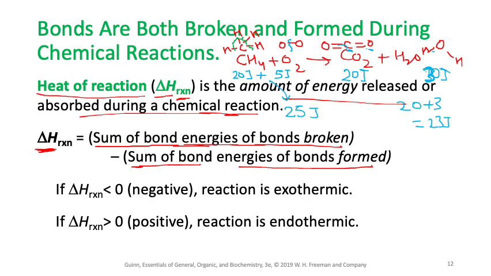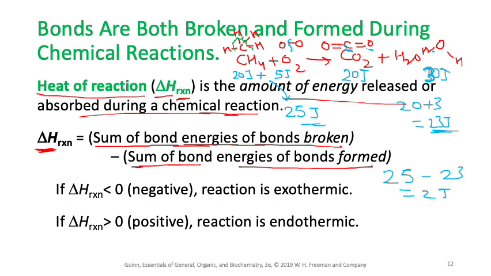So you started with 25 joules: whatever bonds you needed to break, you provided 25 joules, and to make the new bonds you release 23 joules. So how much energy is getting absorbed during this reaction? You started with the sum of the bond energy of bonds broken, 25, minus the sum of the bond energy of bonds formed, 23. So that means it's 2 joules.